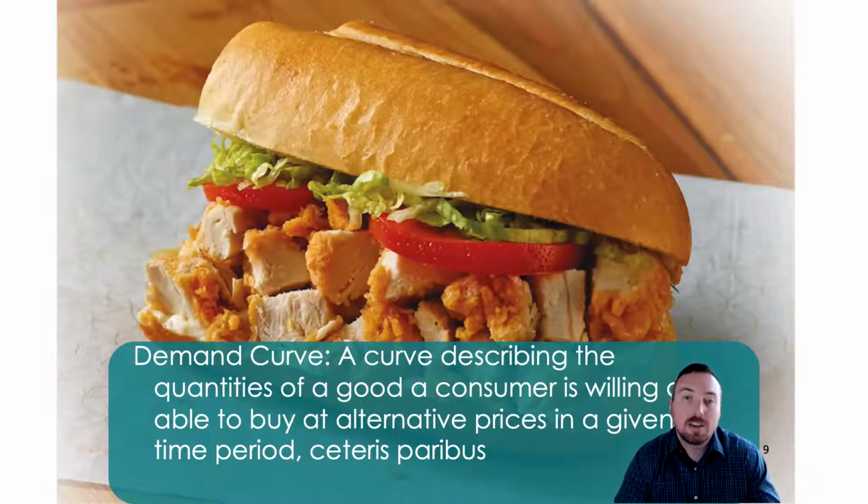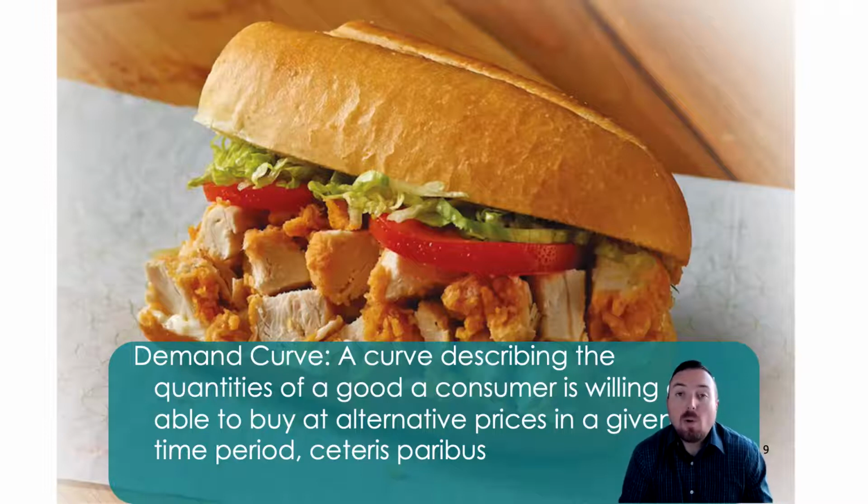Well, we can look at different prices, maybe $11, $10, $7, $5, and see the different quantities that consumers are demanding of the sub. Obviously, as price goes down, when chicken tender subs are on sale, typically more are sold. More people buy chicken tender subs when they're on sale. As price goes down, the quantity demanded goes up. As the price goes up, though, fewer people are going to buy the chicken tender sub.